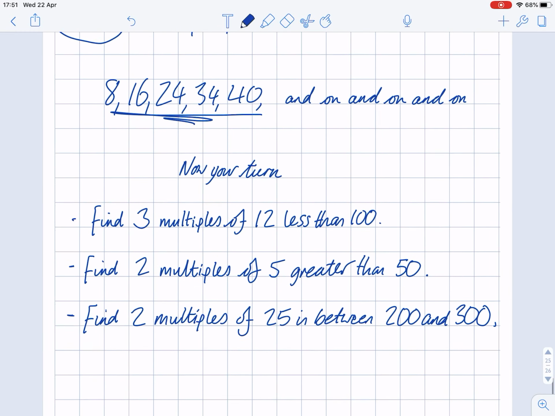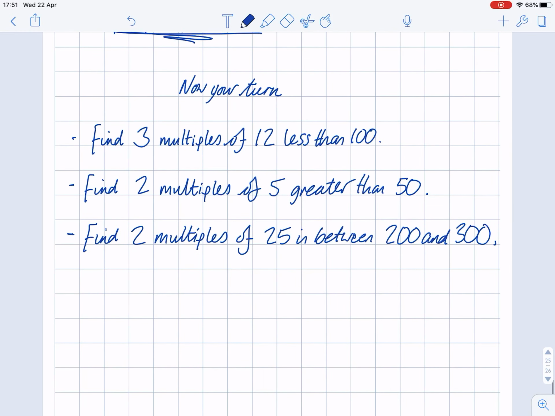All right, so now it's your turn. I've given you 3 problems. You can see here, I've asked you to find 3 multiples of 12 less than 100, 2 multiples of 5 greater than 50, and 2 multiples of 25 in between 200 and 300. So I want you to pause now, have a think about these, and press play when you're ready to go through the answers, please.